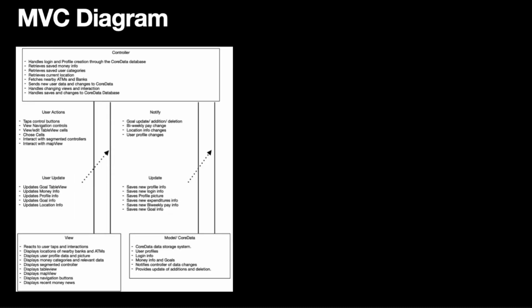This is my MVC diagram. Towards the top here, we have the controller. It will handle login and profile creation through the use of the core data database. It will also retrieve any saved information from core data. It will also handle fetching of the nearby ATMs and banks. It will also send the new user data and changes to core data. It also handles the changes of the views and interactions, and saves any changes to the core data.